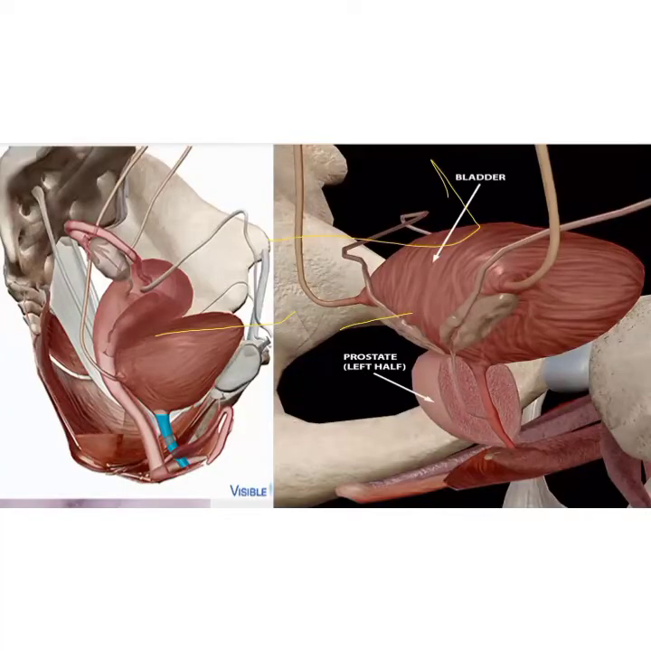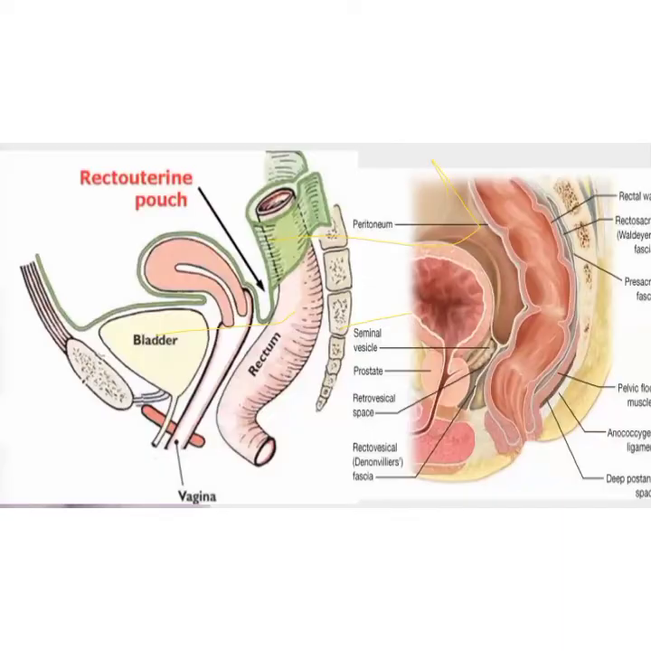Superior surface, we already saw. In females, the superior surface is covered by peritoneum. Greater part of the superior surface of the female urinary bladder is covered by the peritoneum, except a small area near the posterior border. That is related to the supravaginal part of the cervix.